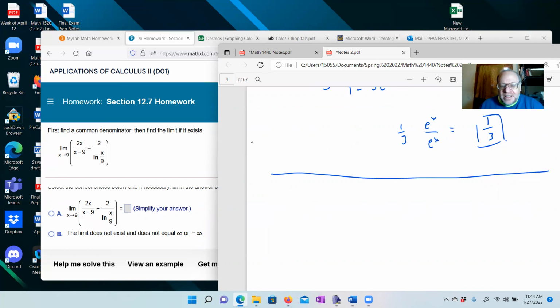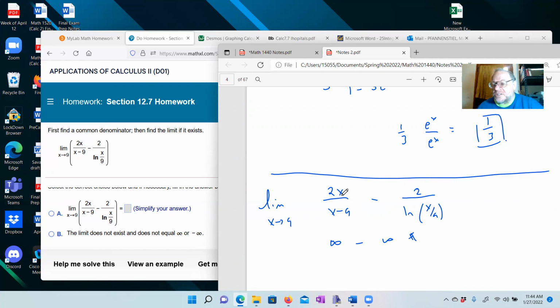So if I say limit as x goes to 9 of 2x over x minus 9 minus 2 over ln of x over 9. If I plug in the 9, we get 18. That's nice. Over 9 minus 9, that's like infinity. Minus, this is also a 0. So we get 2 over, there's an infinity here. This is indeterminate form.